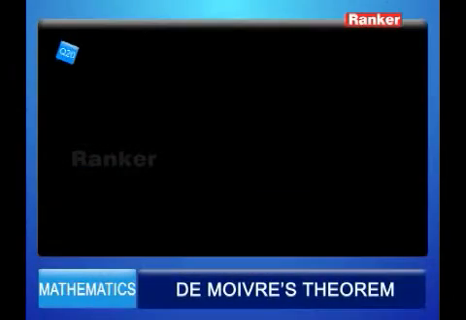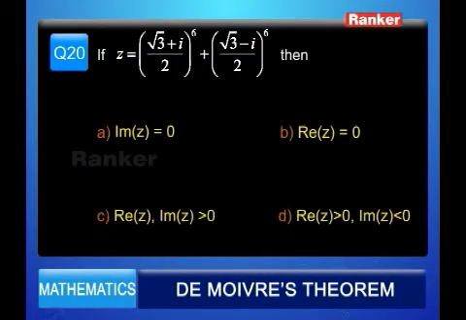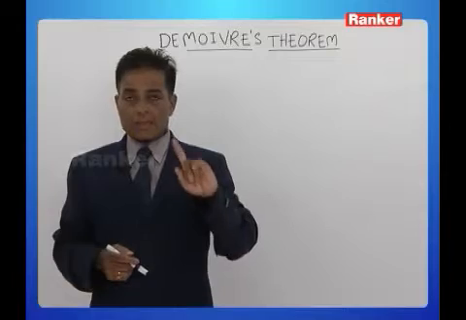Question number 20. If z is equal to root 3 plus i by 2 whole power 6 plus root 3 minus i by 2 whole power 6, then what are the options given? First option, imaginary part of z is 0. Second option, real part of z is 0. Third option, real z and imaginary z, if you multiply, positive. And fourth option, real z greater than 0 and imaginary z less than 0. Let us see the right answer, right option.